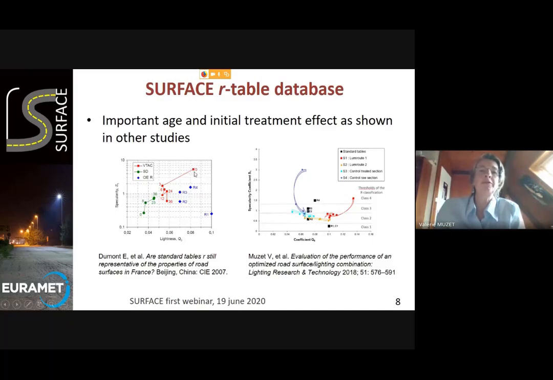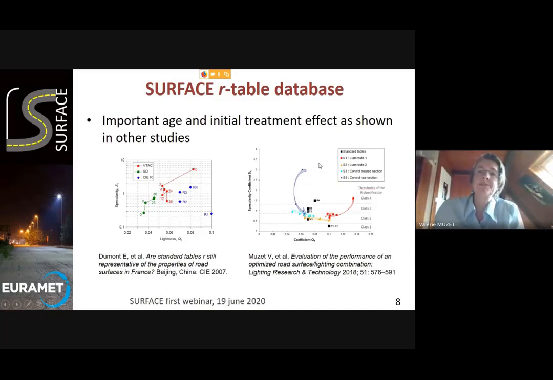Here, in red, you can see a very thin asphalt concrete. When it is brand new, the specularity is very high, and this specularity decreases very quickly with time, and then you have a kind of stabilization. The figures you see are the age in months of the pavement.